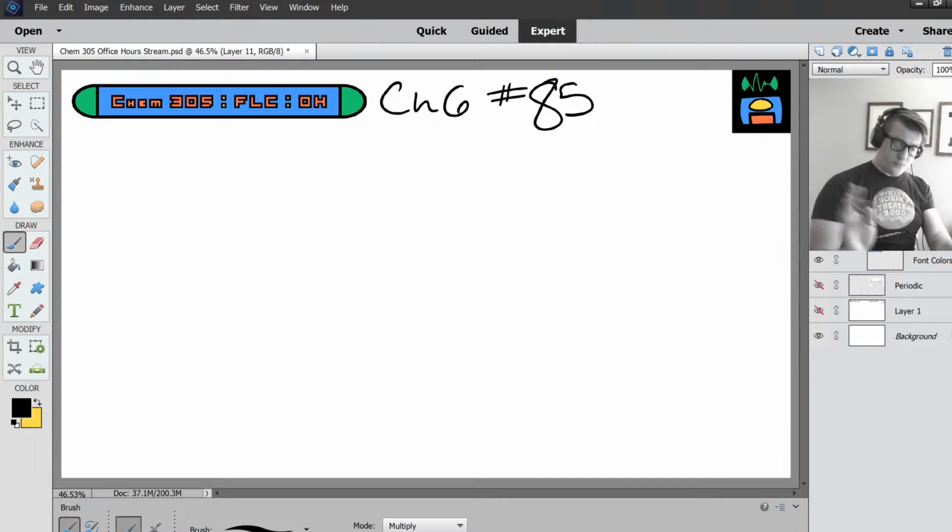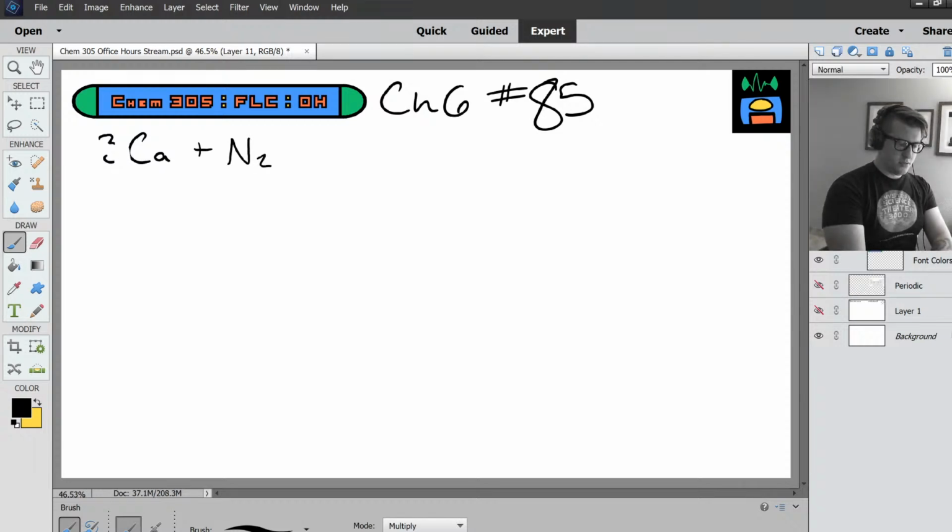All right, first things first. They give us a balanced chemical equation, which shows 3 moles of calcium reacting with 1 mole of nitrogen. Sorry, I just like to make these colored. 3 moles of calcium reacting with 1 mole of nitrogen to produce 1 mole of calcium nitride.